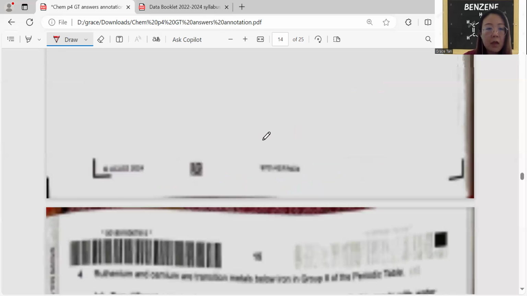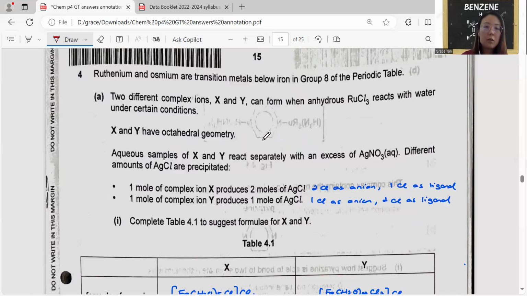Okay. Question number 4. Ruthenium and osmium are transition metals below iron in group 8 of the periodic table. Two different complex ions X and Y can be formed when anhydrous ruthenium chloride reacts with water. So X and Y have octahedral geometry. That means they have 6 coordinate bonding. Aqueous samples of X and Y react separately with excess silver nitrate. So silver nitrate's job is to pick up the chloride ions, not chloride ligand, chloride ions, the anion version. Different amounts of silver chloride are precipitated.